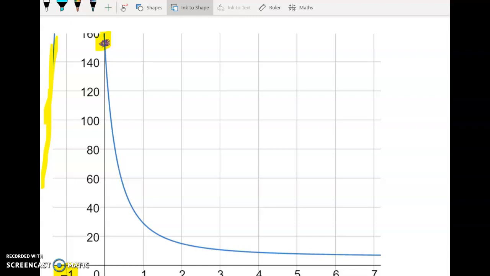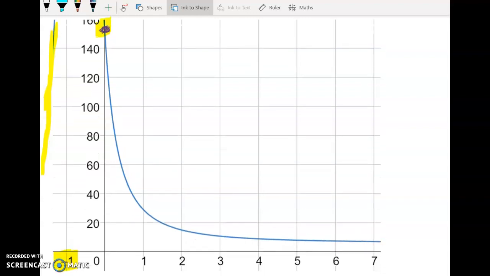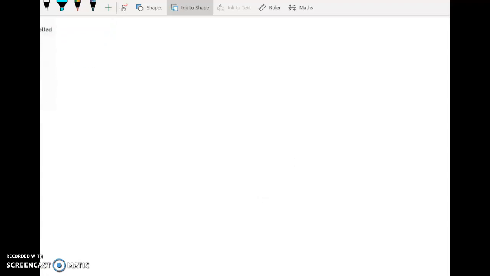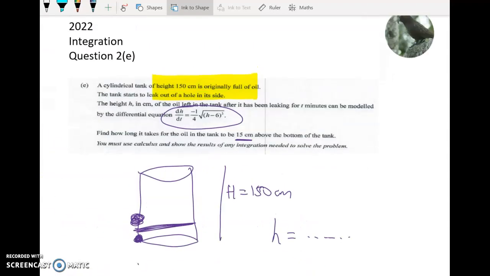So when the leak starts, the height is 150, the tank is full, and you've got this decline process, which isn't exponential. It's kind of an inverse quadratic-y thing. But most importantly, where is it 15? Here's 15 here, and it is happening after 2 minutes. So there you go. Again, I think that's a pretty easy excellence question this year for the integration one.